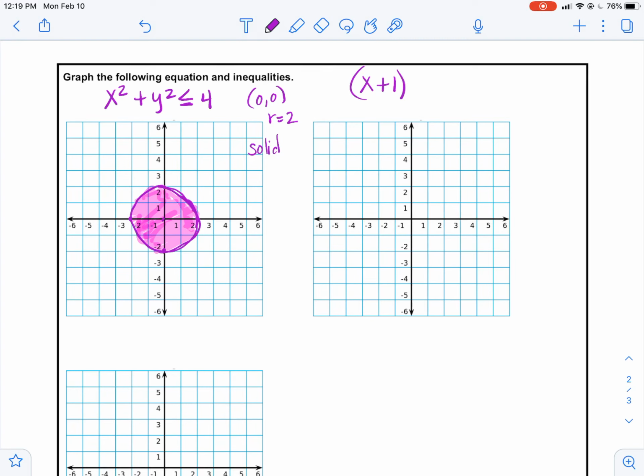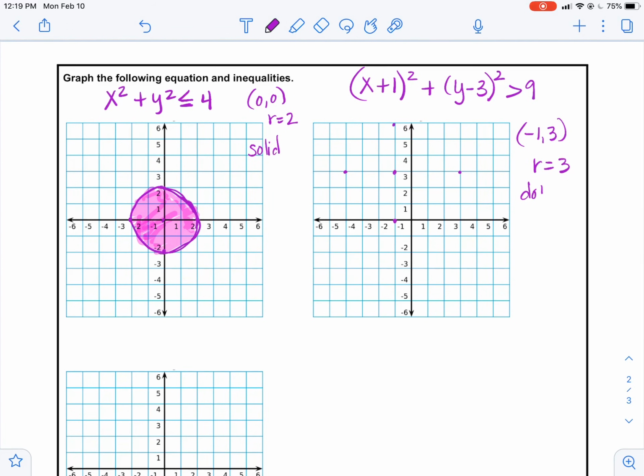x plus 1 squared plus y minus 3 squared, and we're going to say greater than this time. We'll go ahead and go 9. So again, my center here is going to be at negative 1, 3. I have a radius of 3. So I'm going to go to my negative 1, 3. I'm going to do a radius of 3, so 3, 3, 3, and 3. It is going to be dotted because it is just a greater than. So I am going to dot my circle.